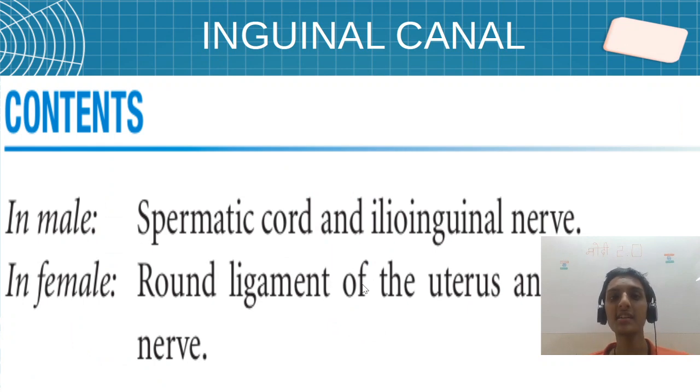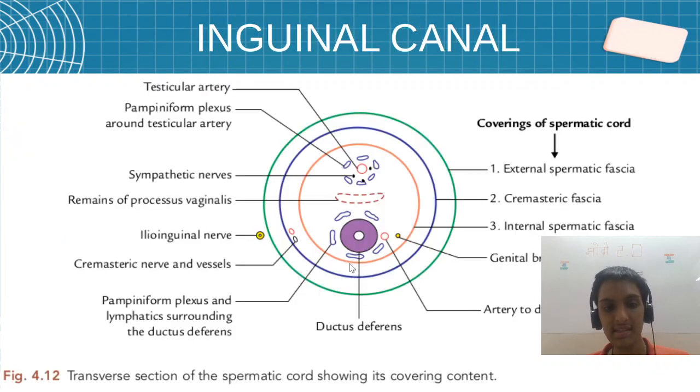Let us see the contents of the inguinal canal. Please remember, in the male and female, I already told you, the ilioinguinal nerve is common. Difference will be the spermatic cord in the male and the round ligament of uterus in the female. Let's see the transverse section of the spermatic cord.